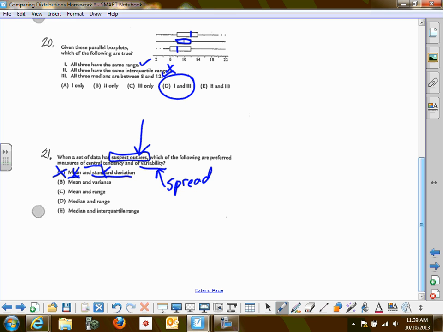How about mean and variance? Oh, same thing. How about mean and range? Both are affected by outliers. How about median? Median's good. How about range? Range is affected by outliers. How about median and IQR? Yes.